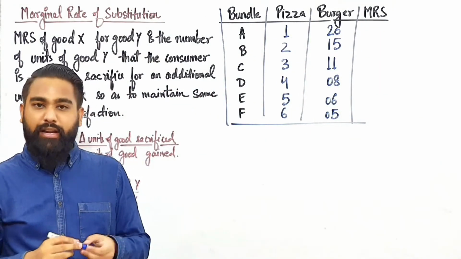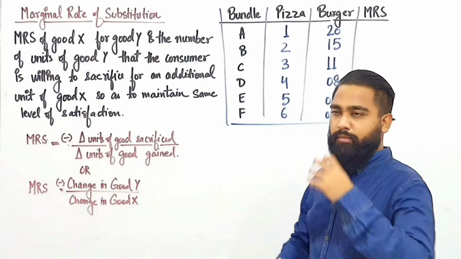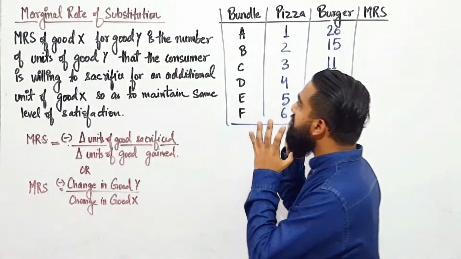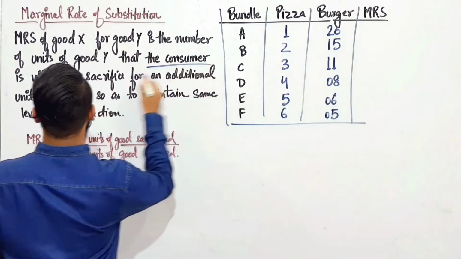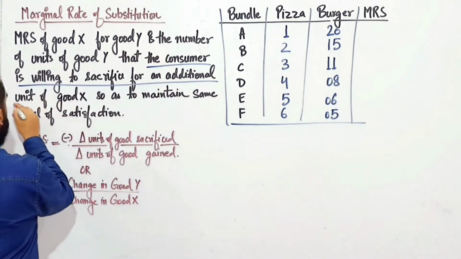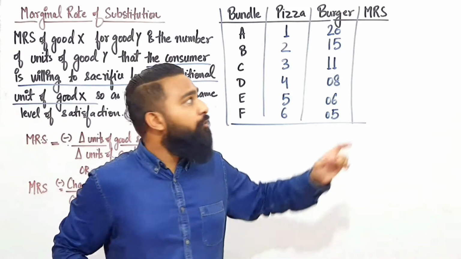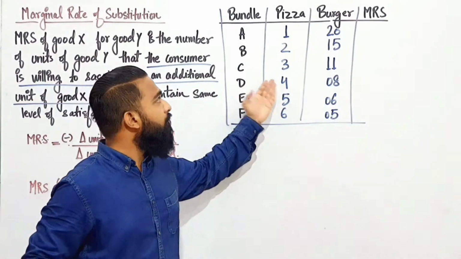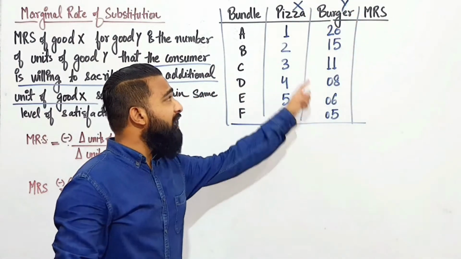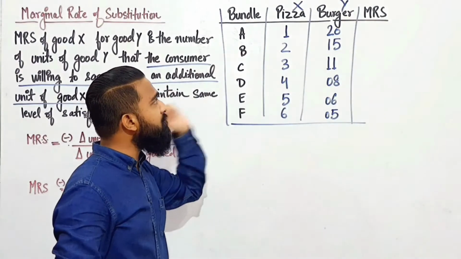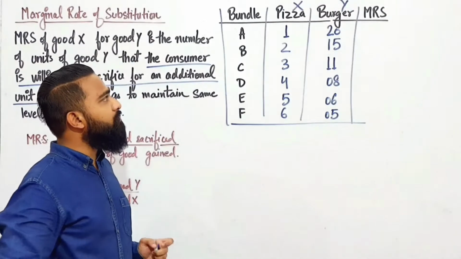Now, what is MRS? MRS of good X for good Y is the number of units of good Y that the consumer is willing to sacrifice for an additional unit of good X. It is the number which the consumer is ready to sacrifice for increasing one additional unit of good X. Pizza is your good X and burger is your good Y. You are sacrificing burgers and you are increasing one additional unit of pizza.